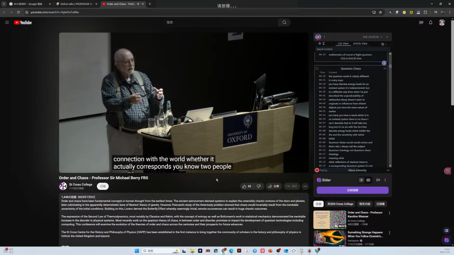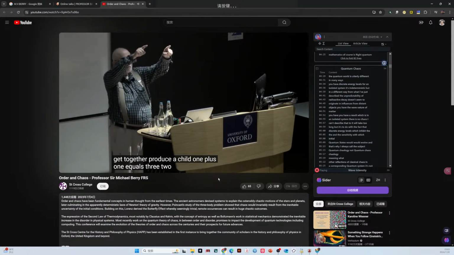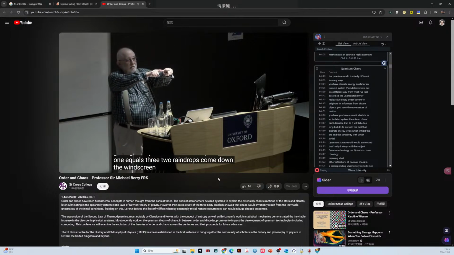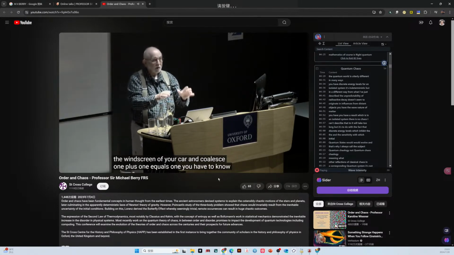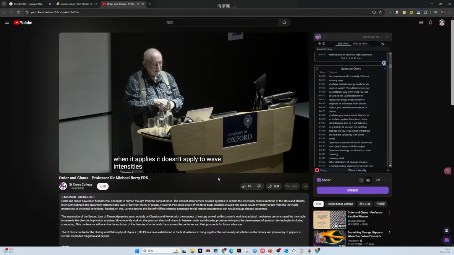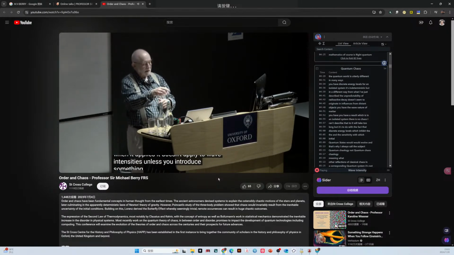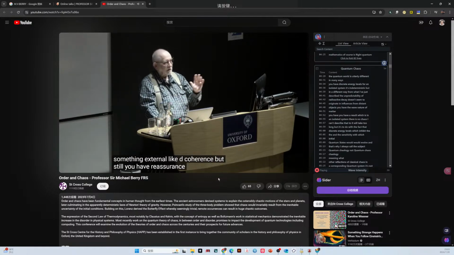You know, two people get together, produce a child. 1 plus 1 equals 3. Two raindrops going down the windscreen of your car coalesce. 1 plus 1 equals 1. You have to know when it applies. It doesn't apply to wave intensities unless you introduce something external like decoherence. But still, you have reassurance.